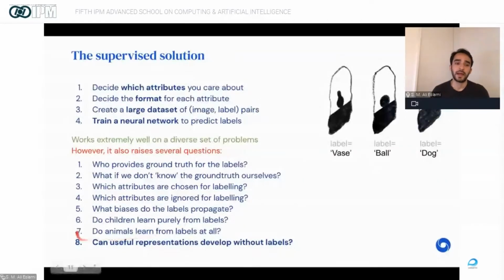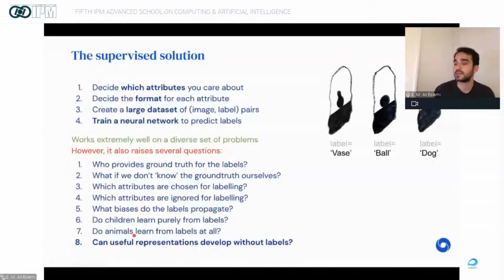And then perhaps most importantly, questions 6 and 7, from a research perspective: do we think that children learn purely from labels in this way, in this supervised way? Do we really believe that the fact that we understand what cats and dogs are is because we've seen thousands of labels for cats and dogs? Or was there some other mechanism that allowed us to learn quickly what a cat is and what a dog is? And in fact, do animals learn from labels?